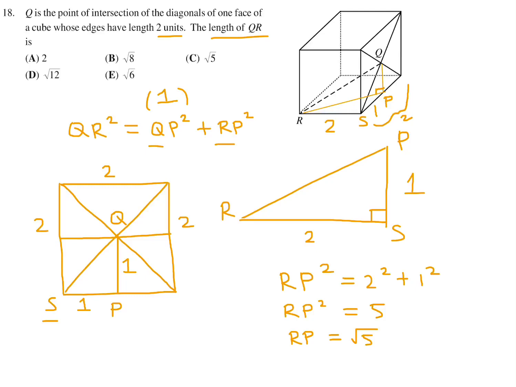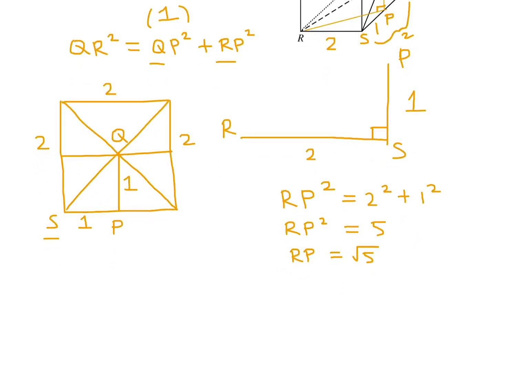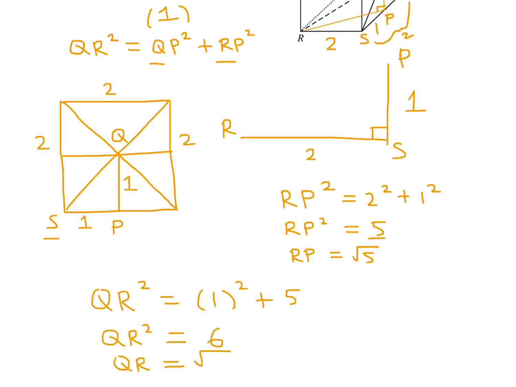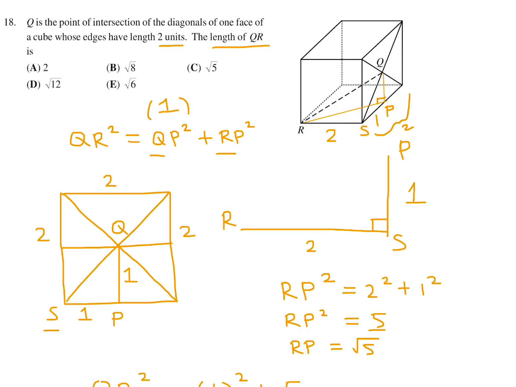RP is the root of 5. QP is 1. So we can solve for QR. So QR squared is QP squared, which is 1 squared, plus RP squared, which is right there, it's 5. And therefore this is 6 for QR squared. And QR therefore is the root of 6. So that would be choice E.